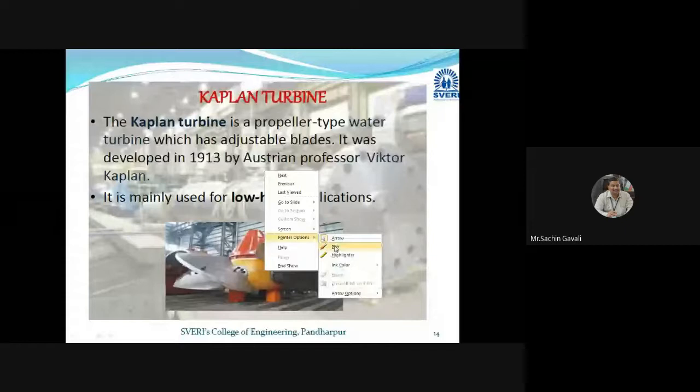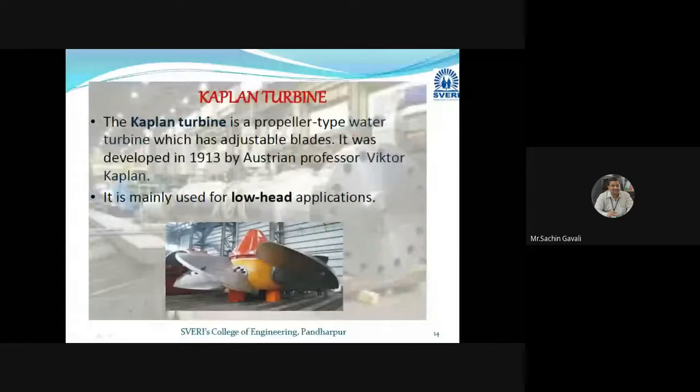The Kaplan turbine is a propeller type of water turbine which has adjustable blades. There is a propeller shaft and adjustable blades. The blade angles are adjustable, so we can make the blades completely horizontal or inclined. It was developed in 1913, almost 110 years back, by Austrian professor Victor Kaplan. Hence the name Kaplan turbine.